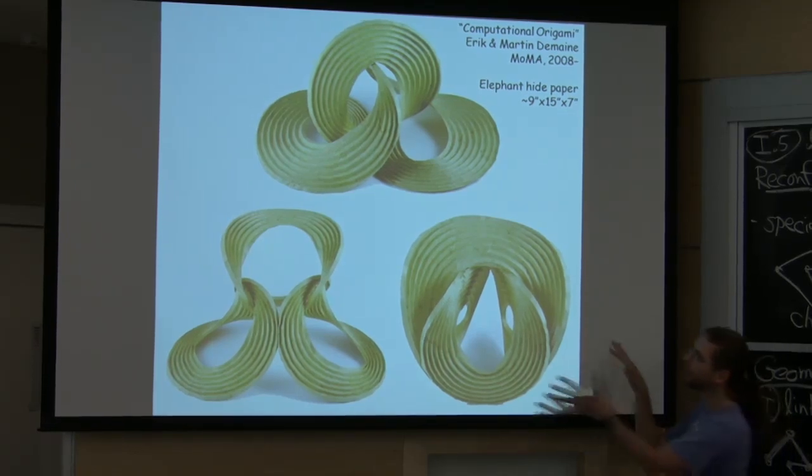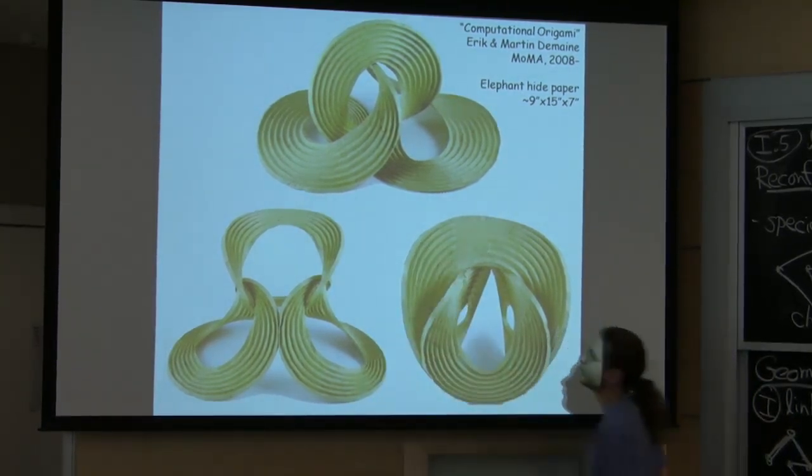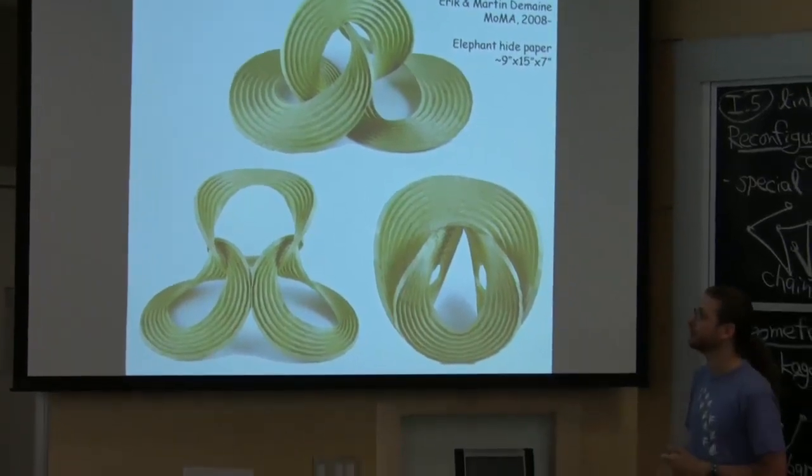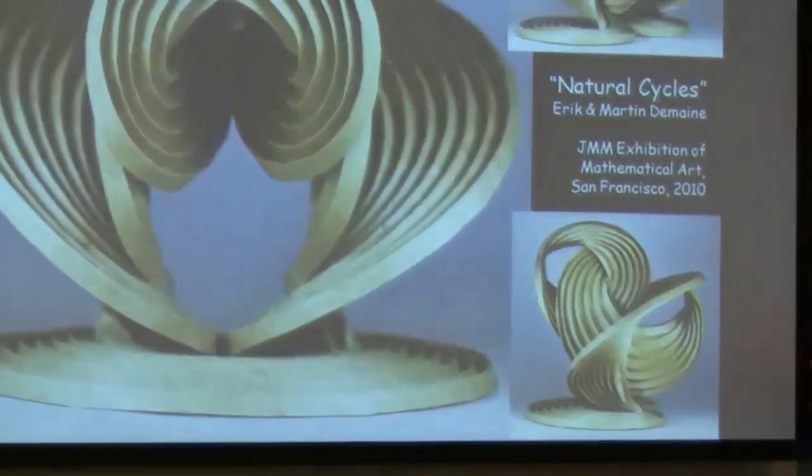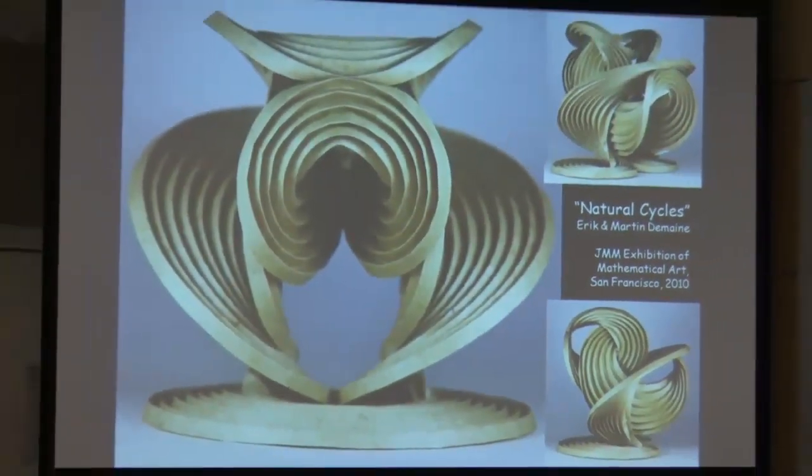And you change a few different parameters, and you get these three different shapes. These are in the permanent collection at MoMA in New York. So you can make some really cool sculpture out of this. This is a more recent piece we did.